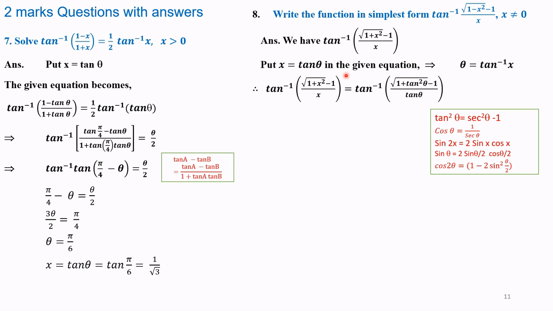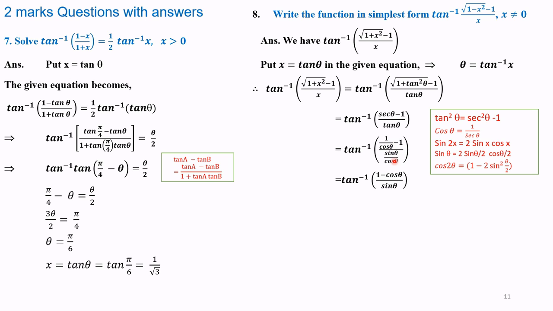Therefore, the given equation becomes tan inverse of under root 1 plus tan squared theta minus 1 divided by tan theta, because we have substituted the value of x as tan theta. Therefore, x squared becomes tan squared theta. Simplifying, under root 1 plus tan squared theta is secant theta, from our knowledge of trigonometry. So it is secant theta minus 1 divided by tan theta. Secant theta is 1 over cos theta and tan theta is sin theta by cos theta. Therefore, this relation simplifies and becomes 1 minus cos theta divided by sin theta.